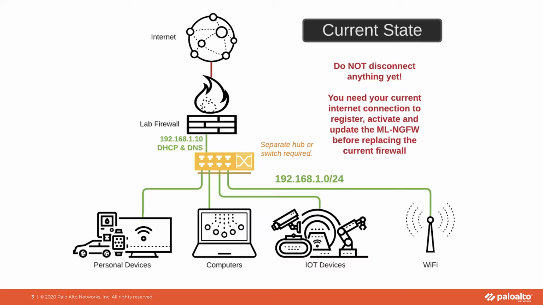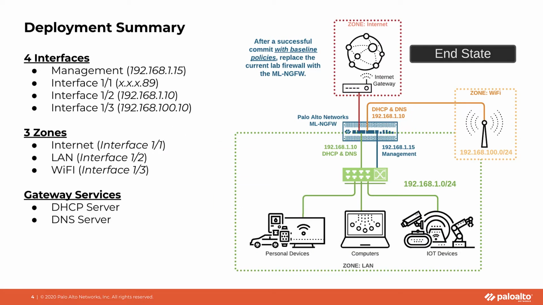The lab currently uses a single firewall hosting DHCP and DNS services connected to a hub and a flat network that includes all personal devices, computers, IoTs, and a Wi-Fi bridge. Leave the current network in place, as we're going to use this to download software updates, dynamic updates, and register the licenses for the PA firewall before deployment.